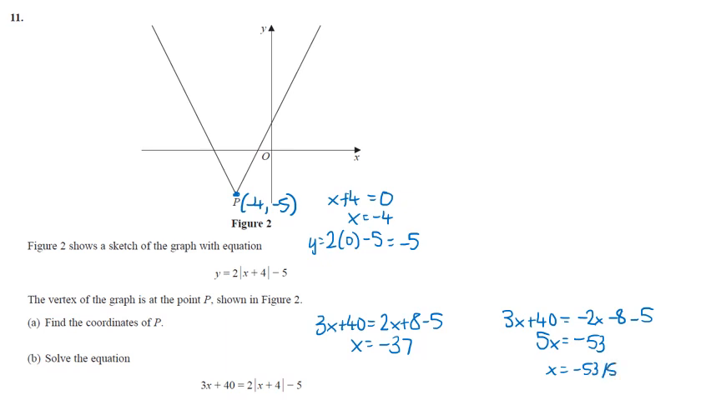So it looks like we got two solutions, but with the modulus, we should always check that they're valid back in the original equation. And if you substitute this one back into this equation, you'll find that you get left-hand side not equal to the right-hand side. So not a valid solution. So the only solution is this one, -53 over 5.